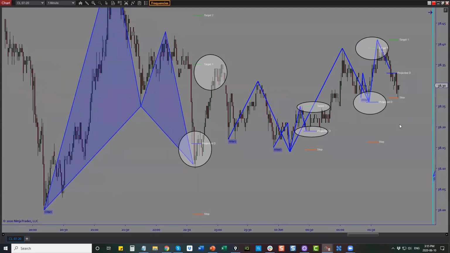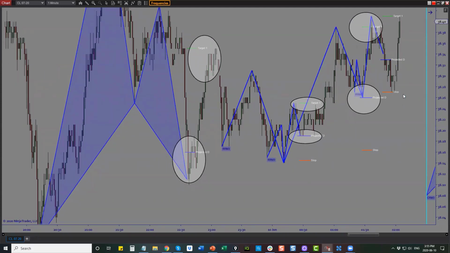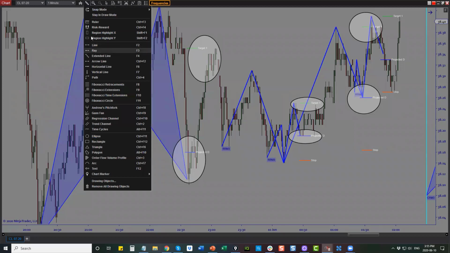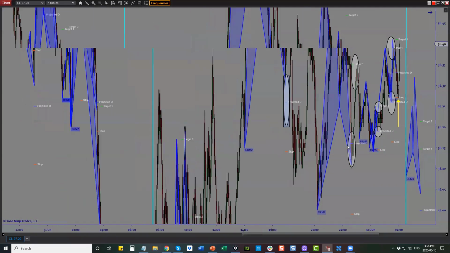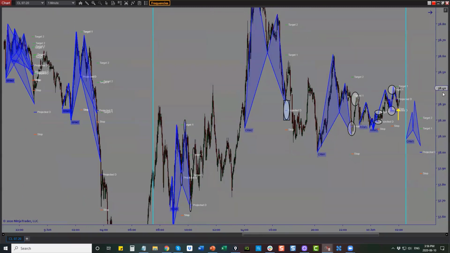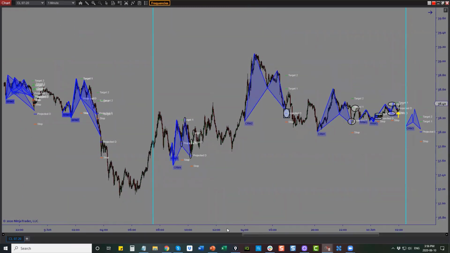Projected D on this one, stop loss. Okay, it came within one tick. I'm going to call it a stop. Just going to draw a little line here. Yellow line is a stop loss. Same thing over to the first one. Where's that very, very first one that got kicked out? I think it was down over here, right? So there was two stops. I just like to count them. There was a stop over here.